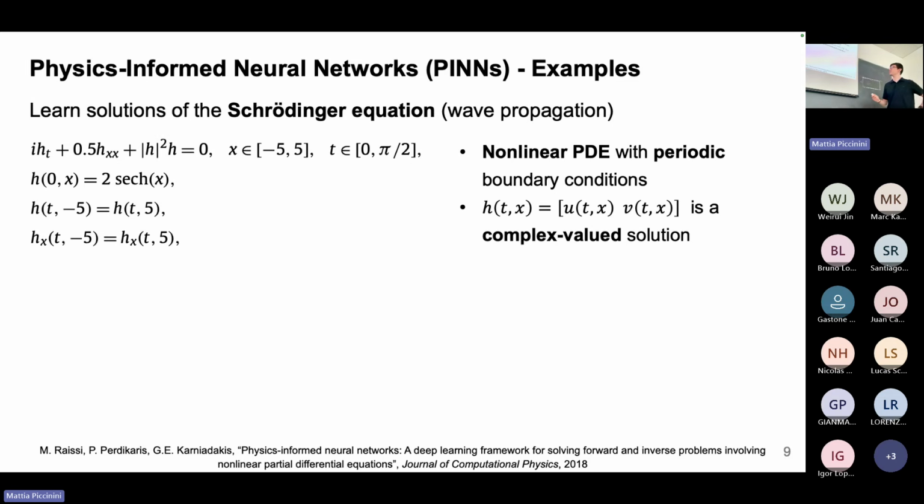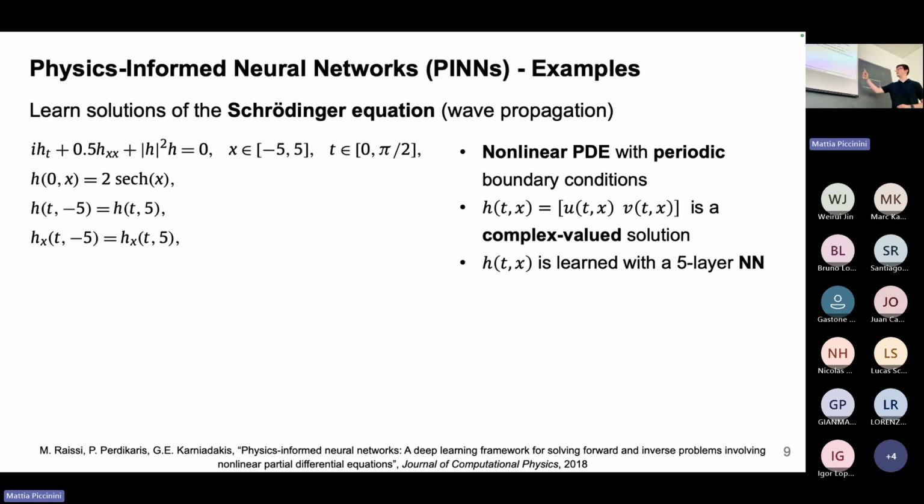Indeed, the equation is defined only between -5 and 5, and t from 0 to pi half. But solving this is extremely tricky. Even numerically, it's super tricky. And it's a complex valued solution, so h you can express as u and v, where u is the real part and v is the imaginary part.